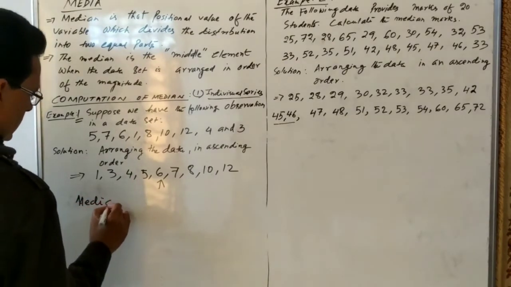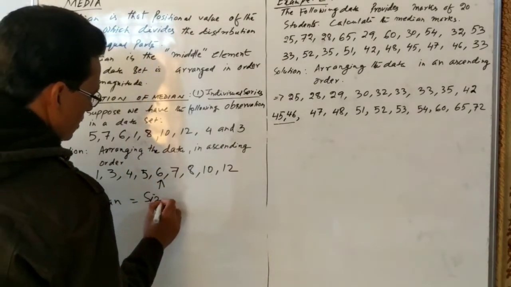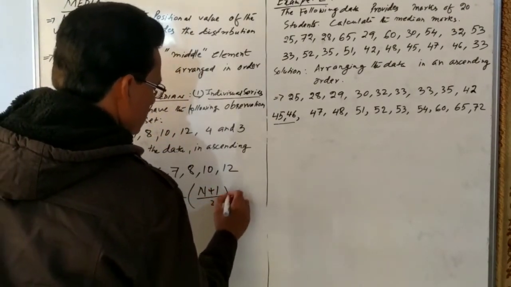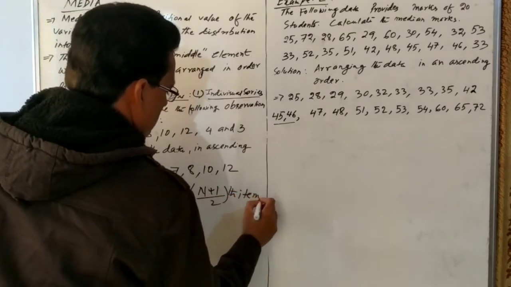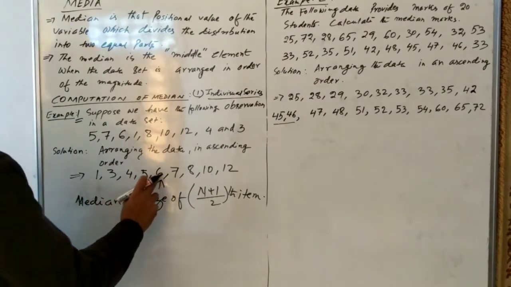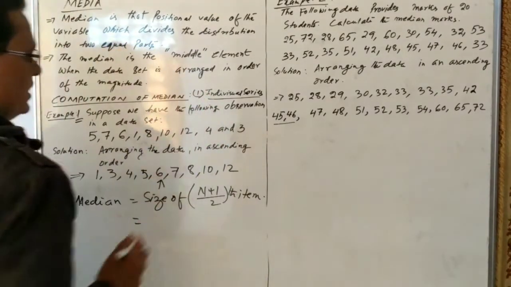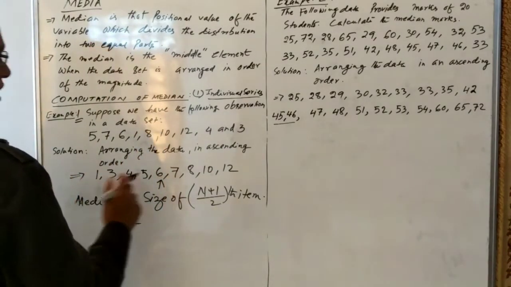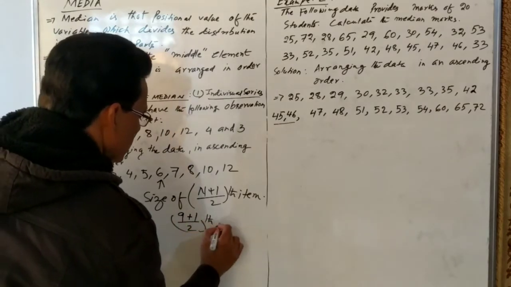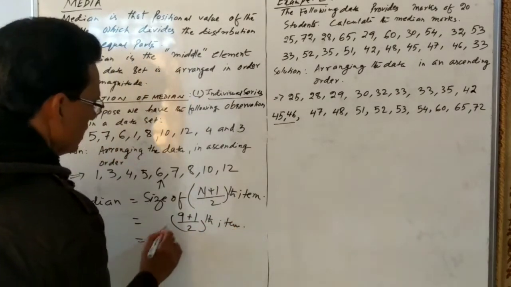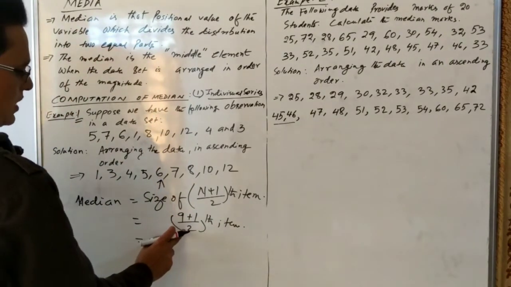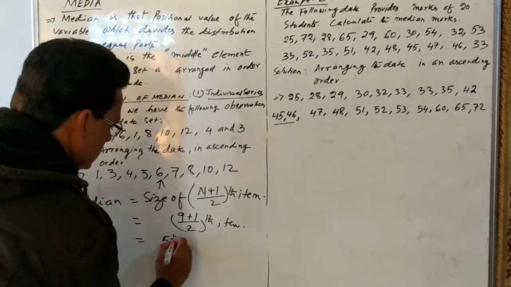Median is equal to size of (n plus 1) divided by 2 th item. So here n means 1, 2, 3, 4, 5, 6, 7, 8, and 9. The number of observations is 9. It means 9 plus 1 divided by 2th item. This is 9 plus 1, 10, divided by 2. This is called the 5th item.